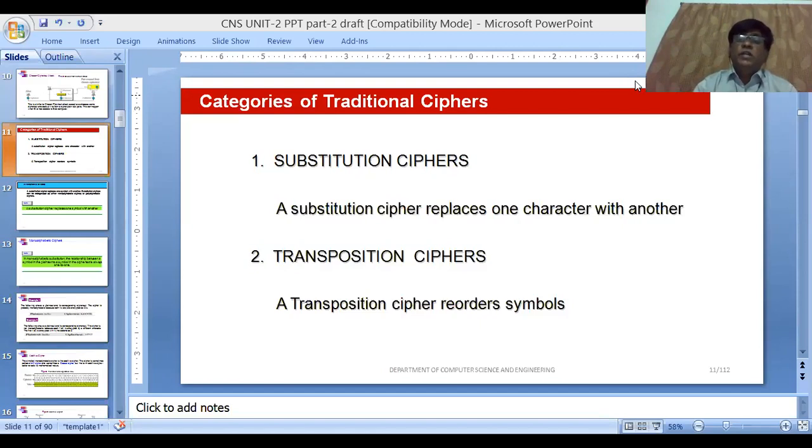In the case of the transposition cipher, we are not replacing the characters. Simply, we are exchanging their positions. We change the position of the characters. That is called the transposition cipher. So, a substitution cipher replaces one symbol with another symbol. A transposition cipher reorders the symbols. It is not replacing the symbols.